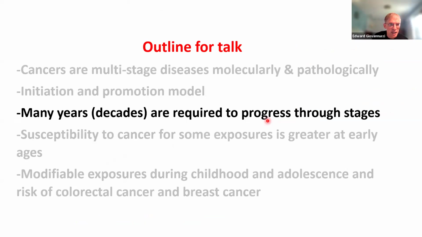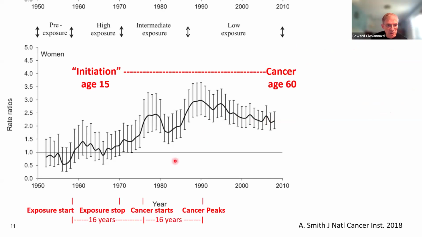The next point I want to make is that it takes many years or decades for the cancers to progress. I'll just give you a few examples of this, and I just showed one. This is a good example where you can see in the arsenic exposure that, for example, there are some people that were, let's say, initiated at age 15, and 45 years later, they're still at higher risk of cancer at age 60. So this example shows that you can have many, many years after the initial exposure where the cancer risk is elevated.